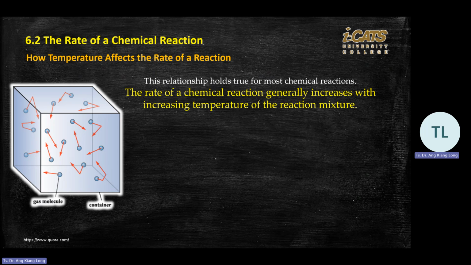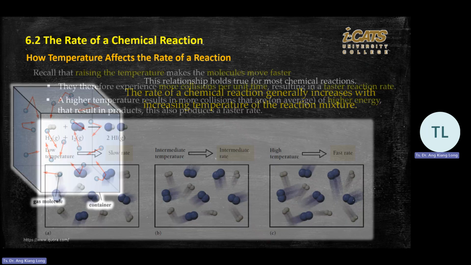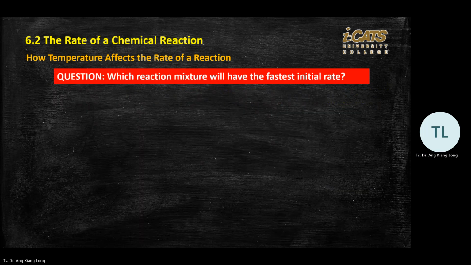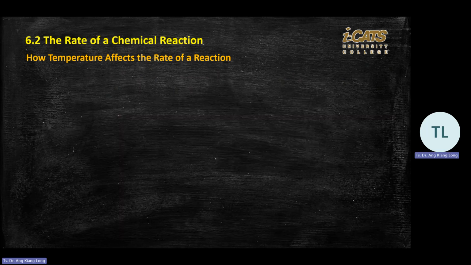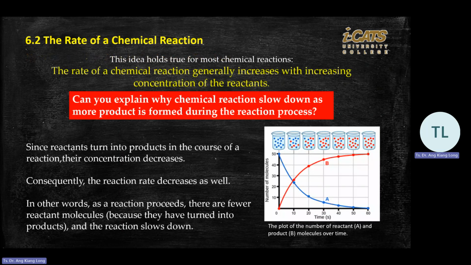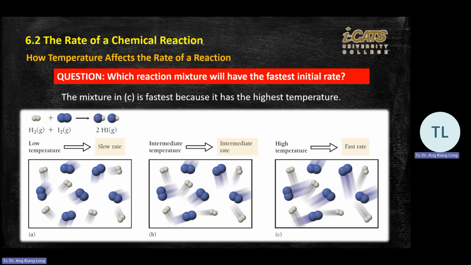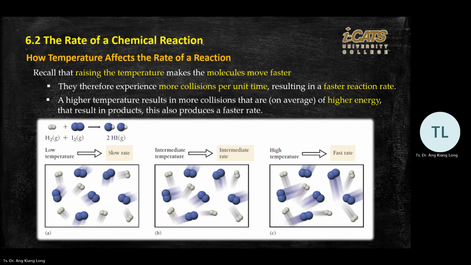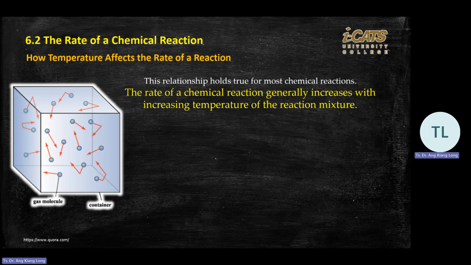Okay. So this is another one, right? So just now, collision theory is this one. The rate of chemical reaction increases with increasing concentration. This is the first sentence that explains about the concentration. The second sentence we're looking at is the temperature, which is this one. Rate of chemical reaction generally increases with increasing temperature of the reaction mixture, right?